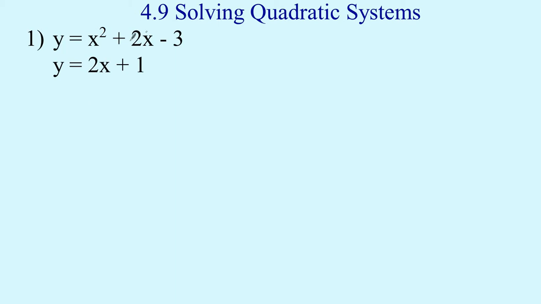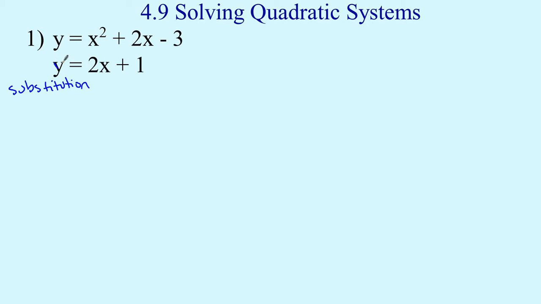Okay? Again, you can do graphing, but your answers may be decimals, right? And that's really hard to find unless you have your graphing calculator, and then you can find it there. But even then, it can give you a rounded answer. Okay, so I like to use either substitution or elimination. So let's start with substitution.